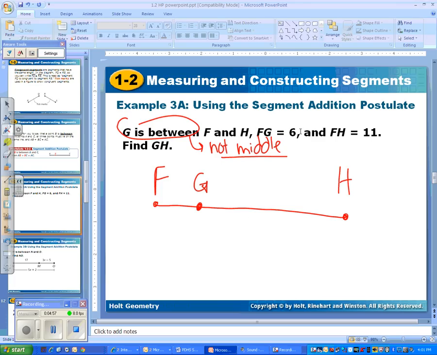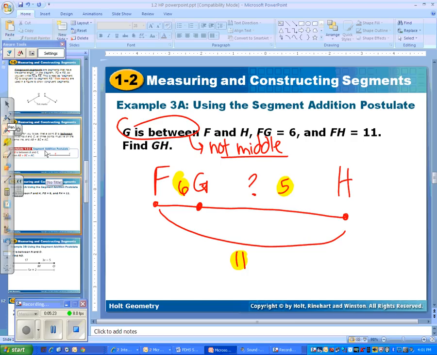So it says that segment FG is 6 units long, so this one's 6 units long, and that FH is 11 units long. So here, this part is 11. And then they want you to find out the missing piece. Well, this whole thing is 11. This part is 6. You guessed it. All you're going to have to do is subtract. And so that means that the leftover piece is going to be 5. So you're either adding or subtracting, which is nice.